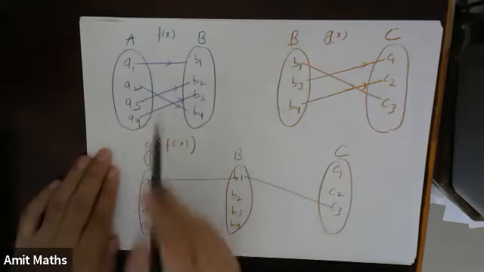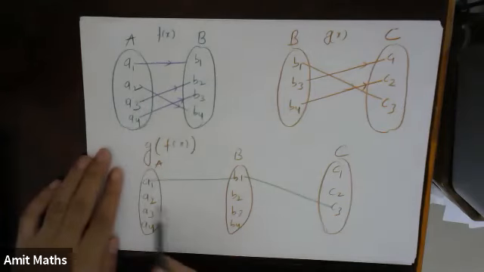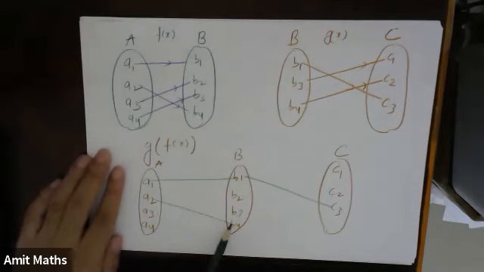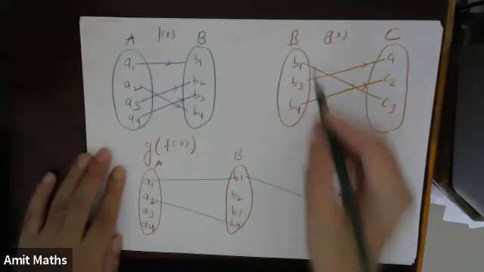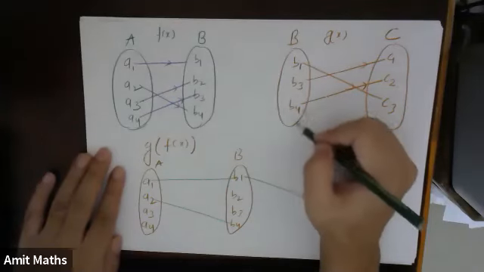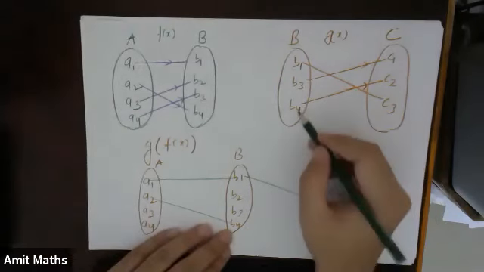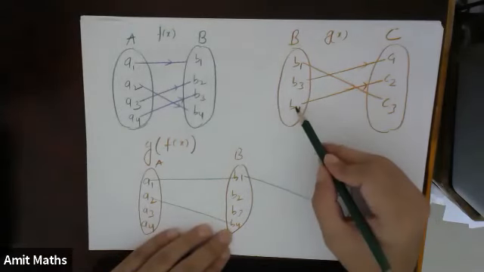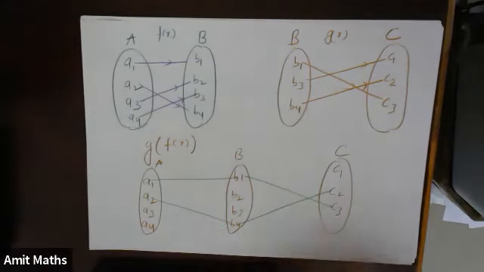Second, when I substitute the input A2, this is getting linked with B4. Now B4 is getting linked with what in the second set? B4 will be linked with C2. So here B4 is getting linked with C2. Here the mapping is okay.